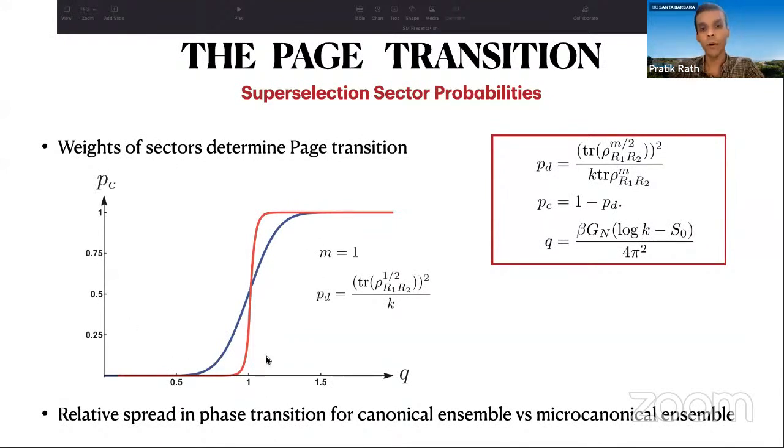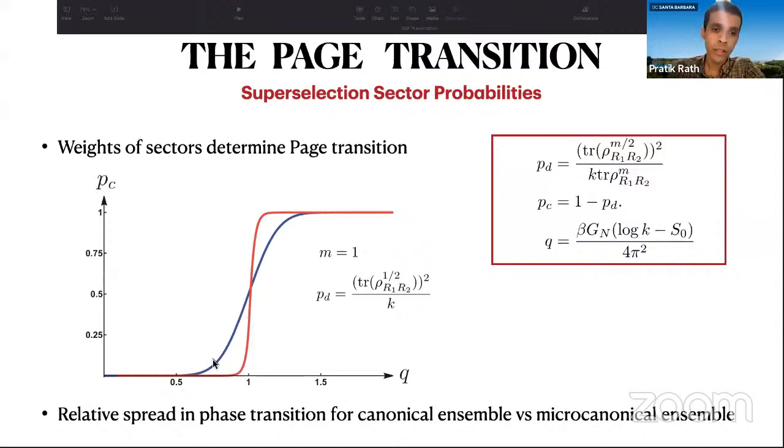So if you look at this plot, what you see is that the probability of being connected is really small for small q, and it increases around the time when the phase transition happens, and it becomes 1 at large q. Now, what I've plotted here is two different curves. The red curve corresponds to the microcanonical ensemble, where the energy of the black hole is fixed. And this gives you a very sharp transition.